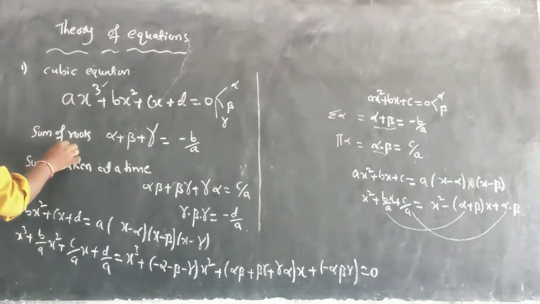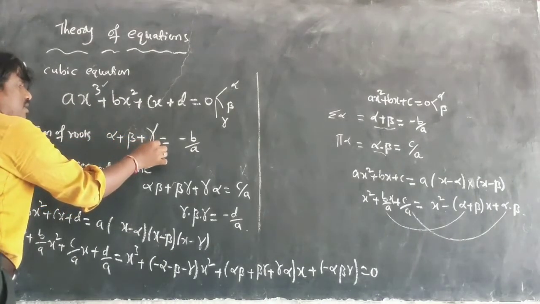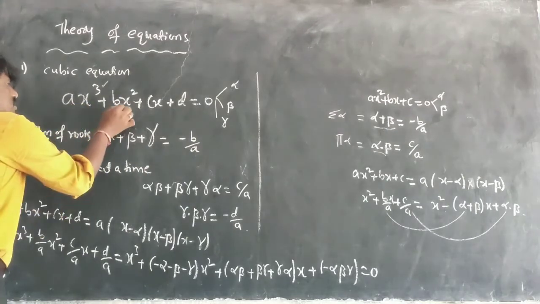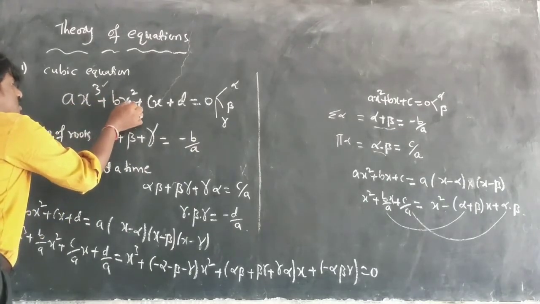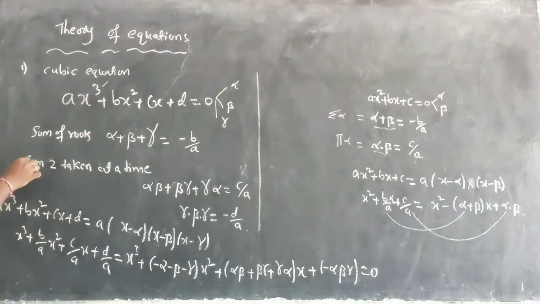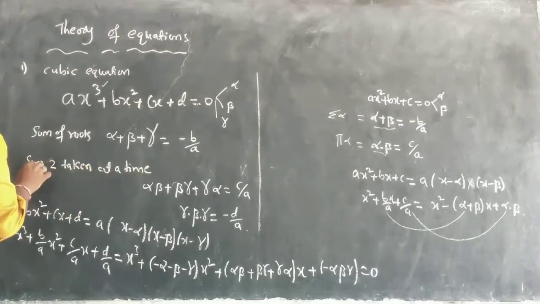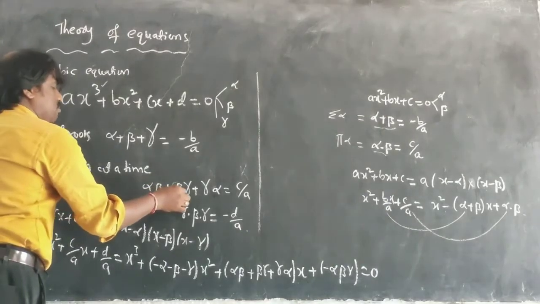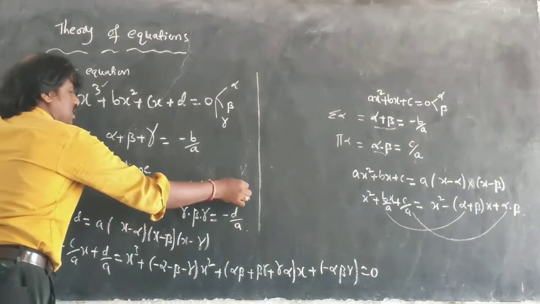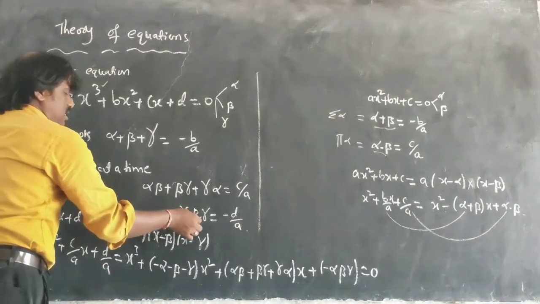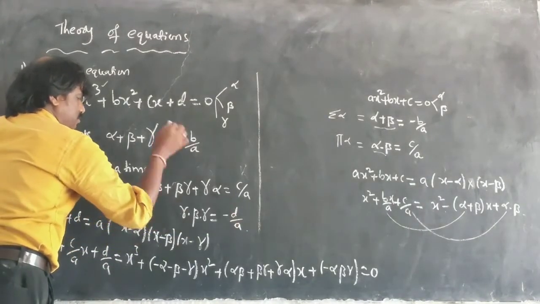The sum of the roots, that is alpha plus beta plus gamma, is equal to minus b by a. The second coefficient, see here, coefficient of x square by highest coefficient, this by this. And the sum of roots 2 taken at a time, alpha beta plus beta gamma plus gamma alpha, is equal to c by a. The product of the roots alpha into beta into gamma is equal to minus d by a.